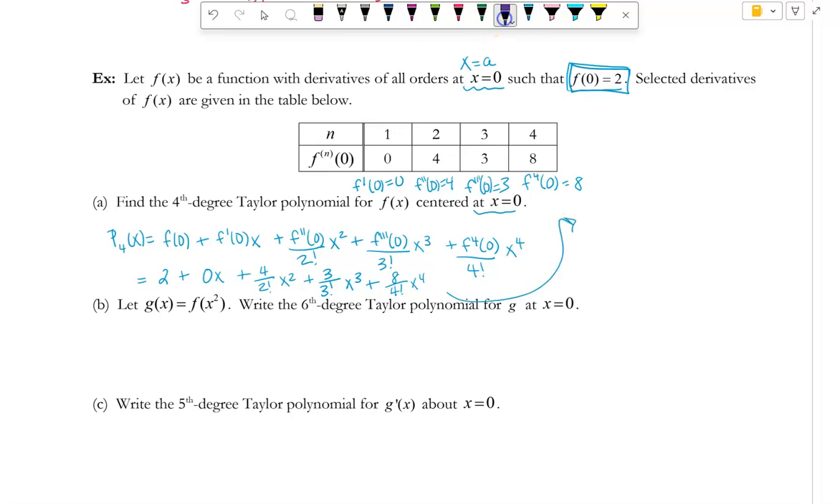All right, so if I write that out more neatly, we get 2. We had 0x, so when I get to my quadratic term, 4 divided by 2 factorial is just 2, so I get a 2x squared, plus 3 divided by 3 factorial is 3 over 6, so that is 1/2 x cubed. 8 divided by 4 factorial, sometimes I have to do these out to the side. Remember, 4 factorial is 4 times 3 times 2 times 1, so 8 divided by 4 would leave me with the 2, but then I could factor out the 2, and I get 1/3.